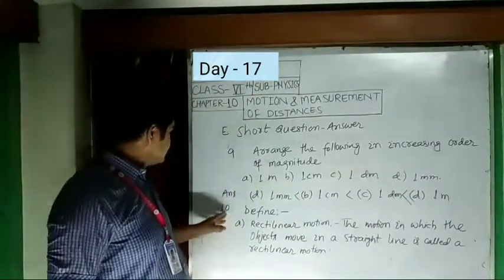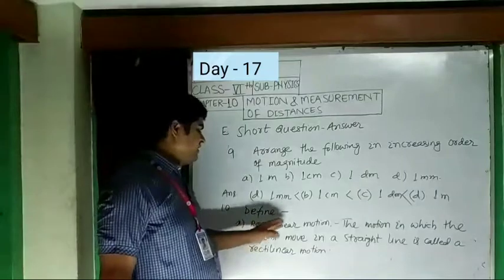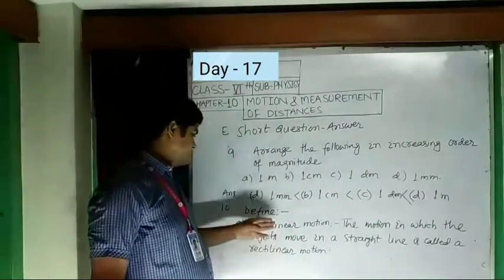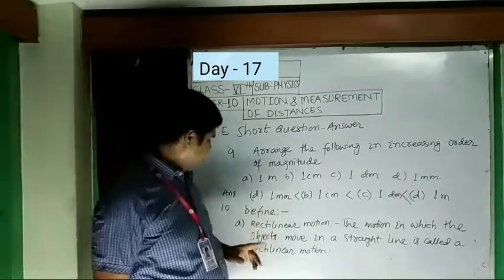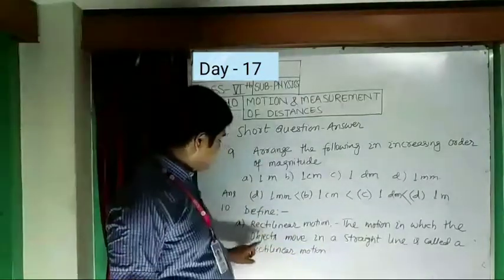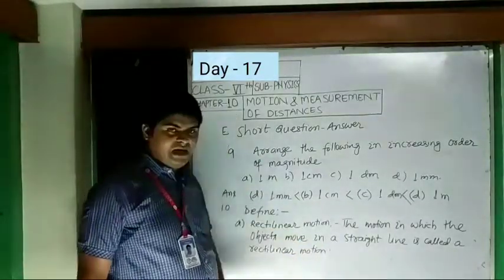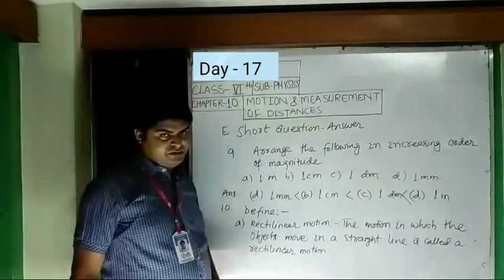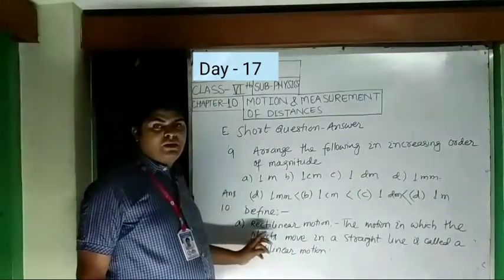Now let us see question number 10. Define rectilinear motion, circular motion, and periodic motion. First of all, see rectilinear motion. The motion in which the objects move in a straight line is called rectilinear motion. Now let us see about periodic motion.